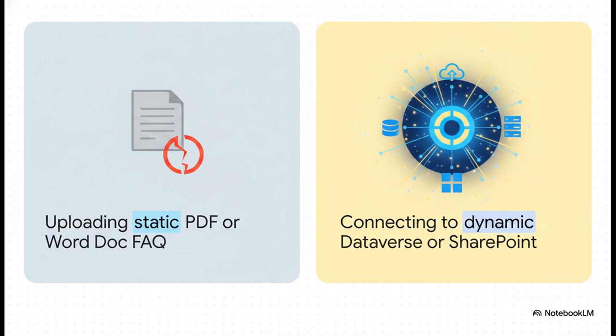Uploading a PDF is a great start, but the second that file changes, your bot is instantly outdated. The true enterprise move is connecting directly to dynamic sources, like Azure OpenAI, Microsoft Dataverse, live SharePoint sites, or even an Oracle database. That way, when your underlying data changes, your agent instantly knows it. It's always pulling the real-time truth, all while respecting your company's security rules.